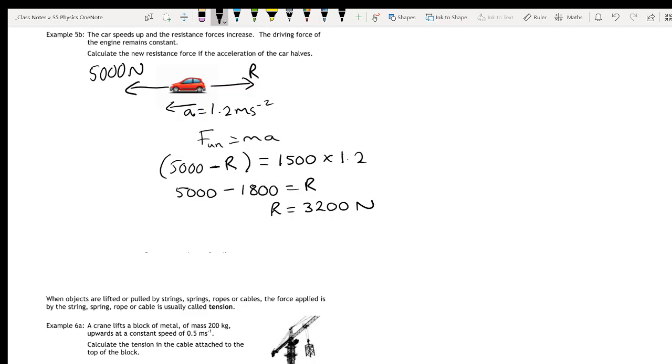So the next couple of examples are similar. You're still using F equals ma, but it's just getting a little bit more complicated. There's a few more things thrown in there. Anyone still writing?